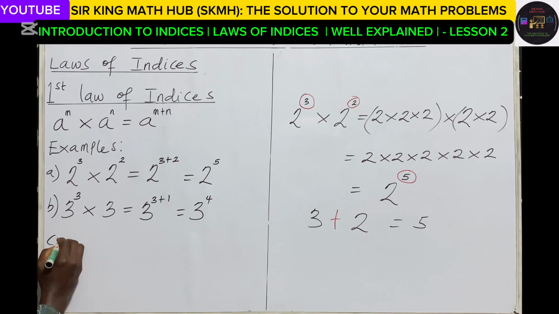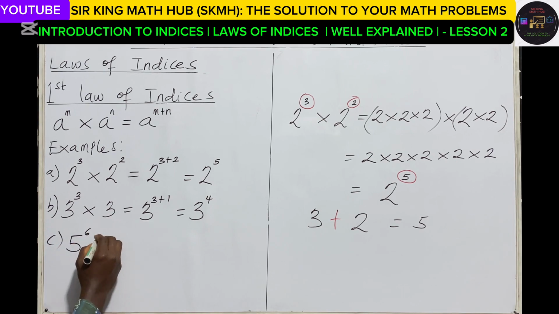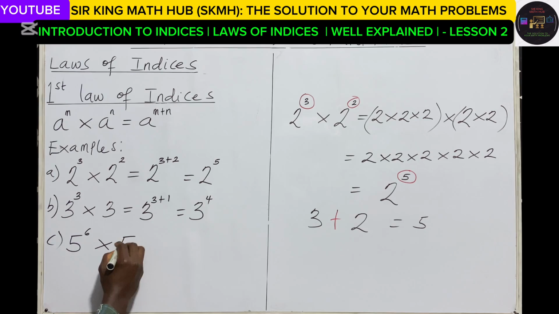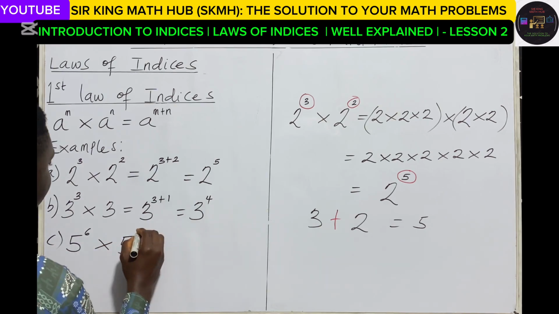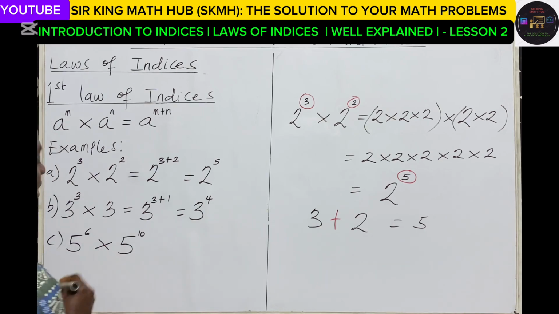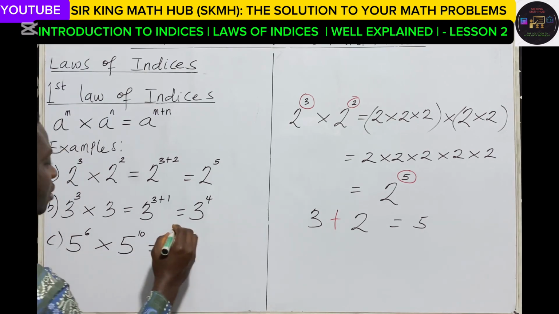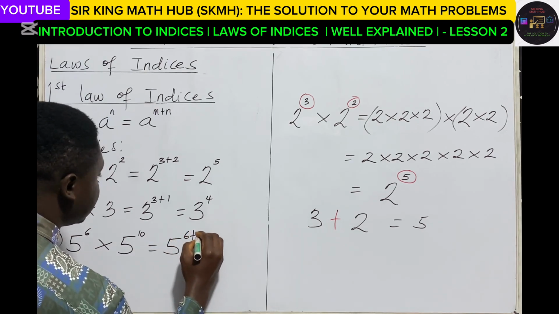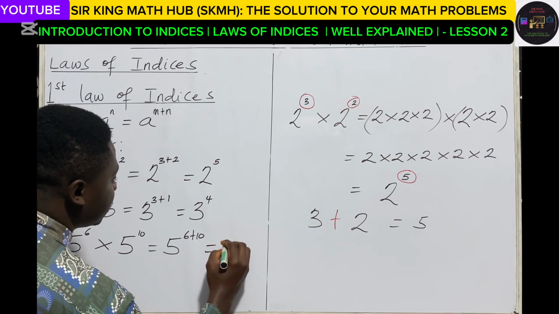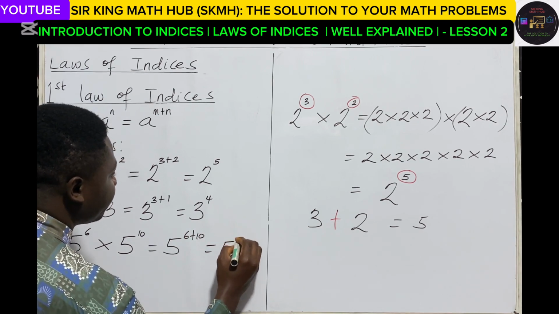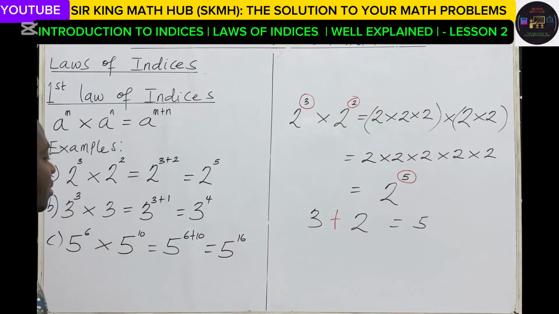Can you also try this one? Another one. This time we have 5 index 6 multiplying 5 index 10. Again, the bases are the same. They are multiplying. So we pick one of the bases, we add the index, and we end up getting 5 exponent 16.